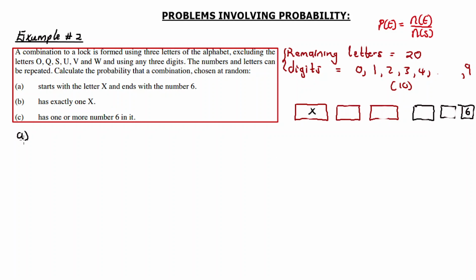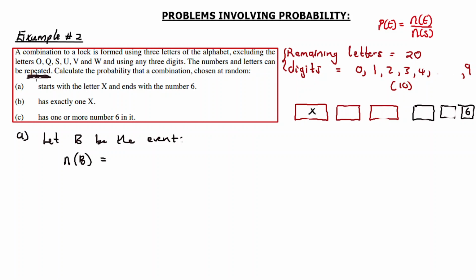Let's call this event B. You need to define your event together. Let B be the event. So the number of outcomes of event B is equal to, look now, apply the exponential notation. Because here, a combination to a lock is formed using 3 letters excluding those letters and any 3 digits, and the numbers and letters can be repeated.